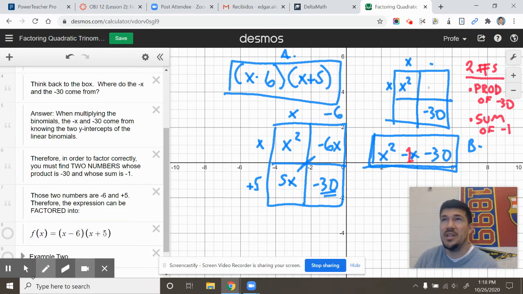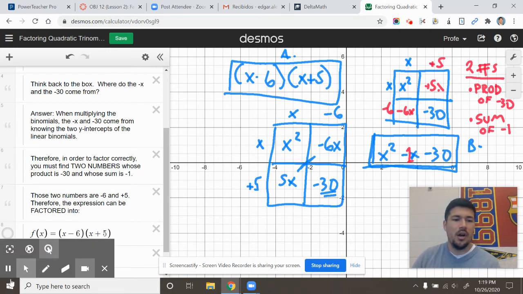Which means I can't pick negative 3 and positive 10. Their sum is 7. So after I brainstorm for a little bit, this takes a little bit of trial and error, I should discover that maybe it's a 5 and a negative 6. So x plus 5 and x minus 6. And I purposely flipped their order just so that you can see that it works. So that's x plus 5 times x minus 6, because 5x minus 6x will give me negative x. So I found two numbers whose product was right and whose sum was right.